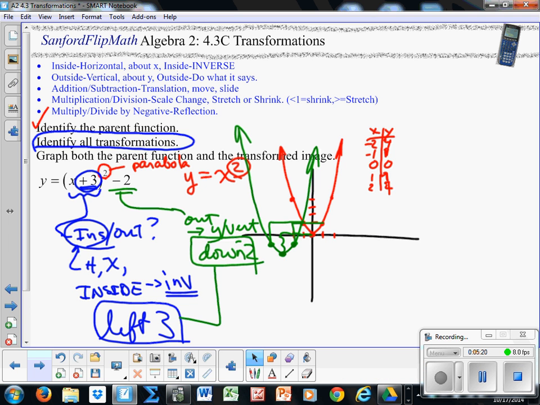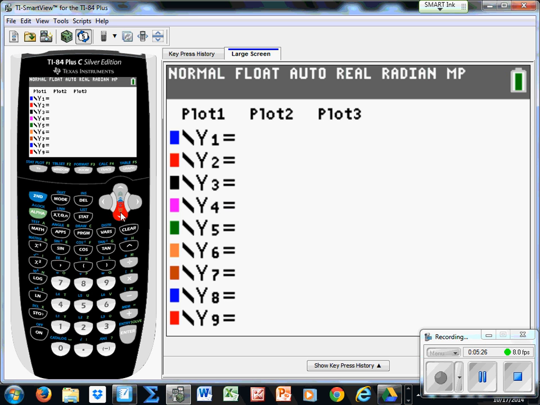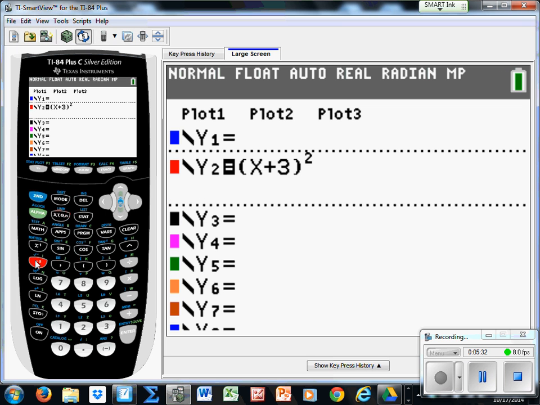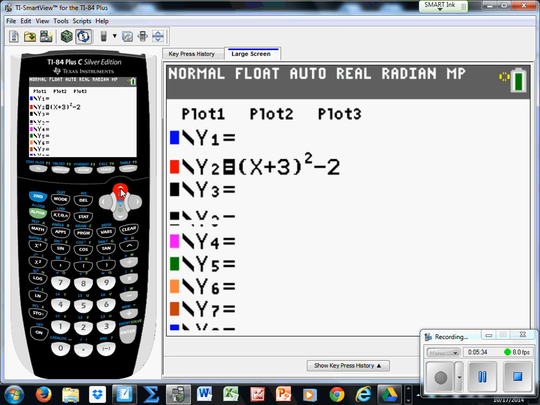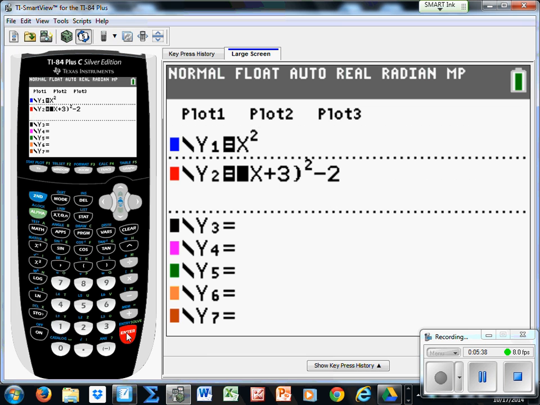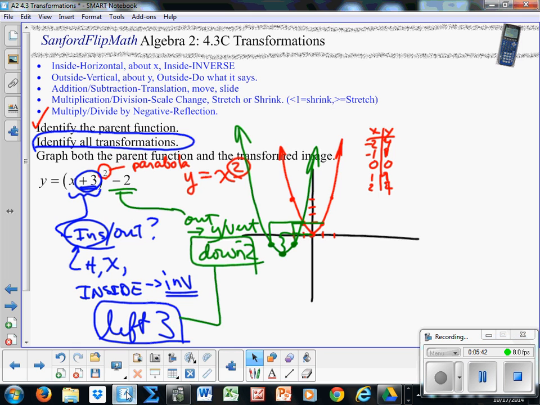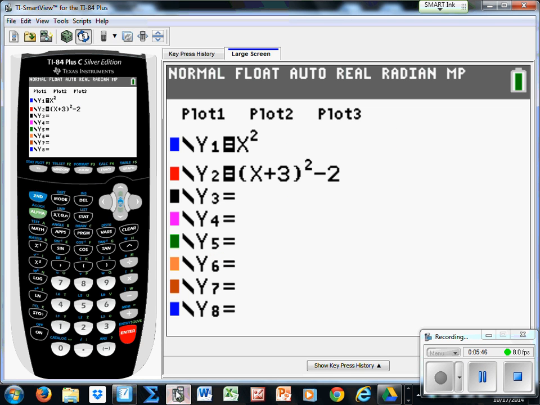Now, I just want to take a quick look at that in the calculator. This is y equals (x plus 3) squared. X plus 3 in parentheses squared, and I believe it was a minus 2. I will confirm that in one hot second. X plus 3 minus 2. Okay, yep, we match. That's good. All right, I'm going to hit graph.